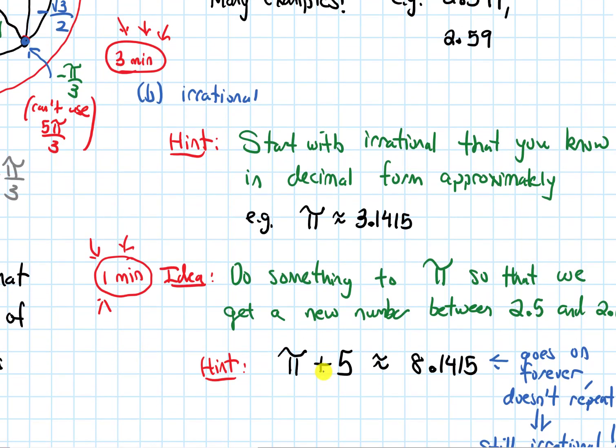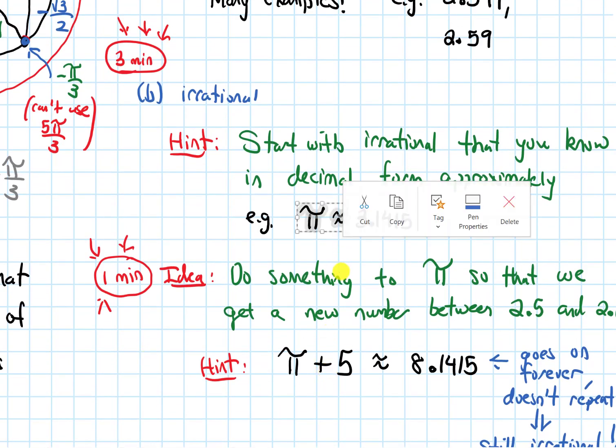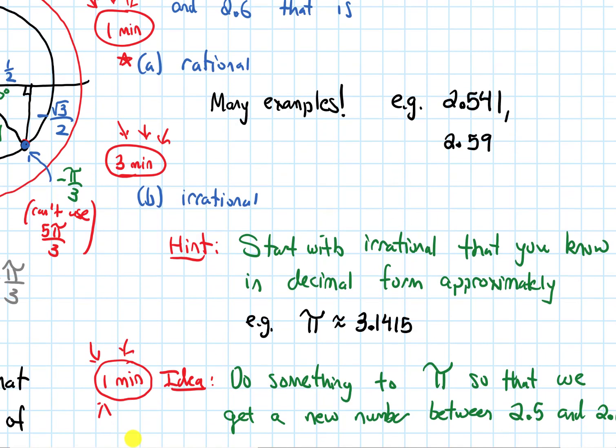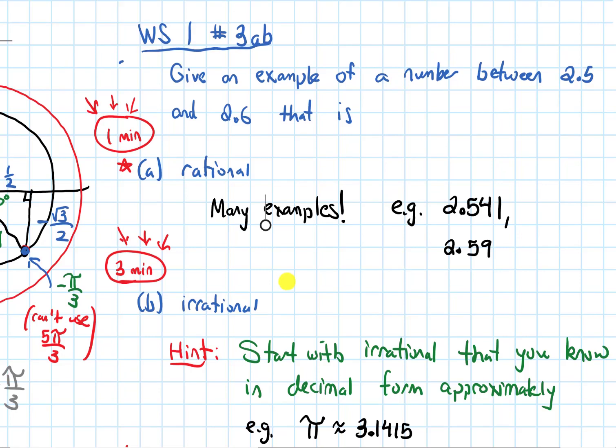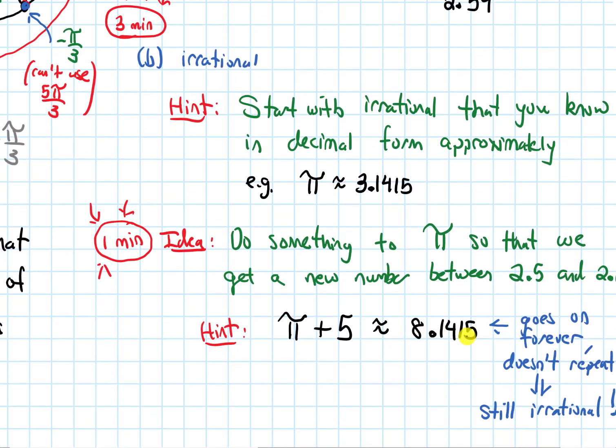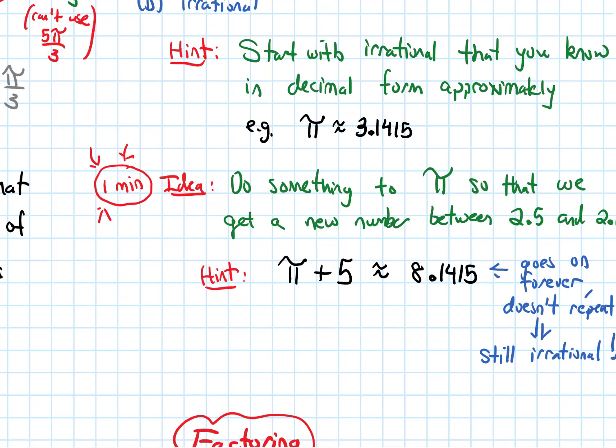So adding 5 didn't quite work because it didn't give us a number that was in the range that we wanted. We wanted something between, what was it, 2.5 and 2.6. So this was a little bit too big. We got 8.14 something. But I think we have the idea now, so I'm going to leave this for you to finish. Try to finish it from here now. I'm not going to finish it entirely because there's a very similar problem that I'm going to ask you to do on your homework. So I want to leave the rest of this for you to try.